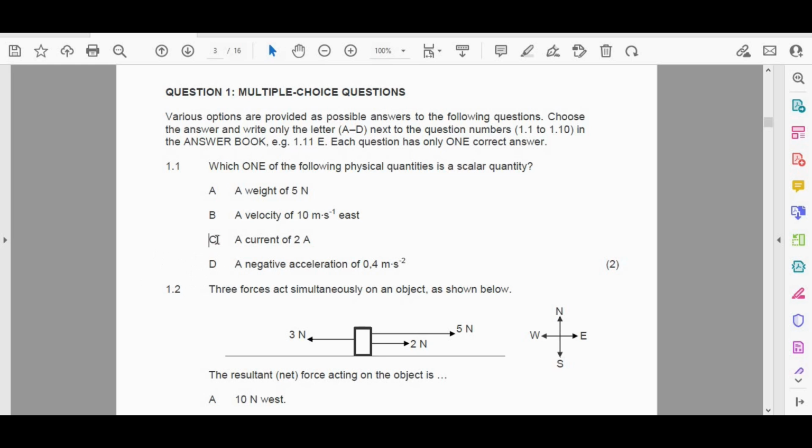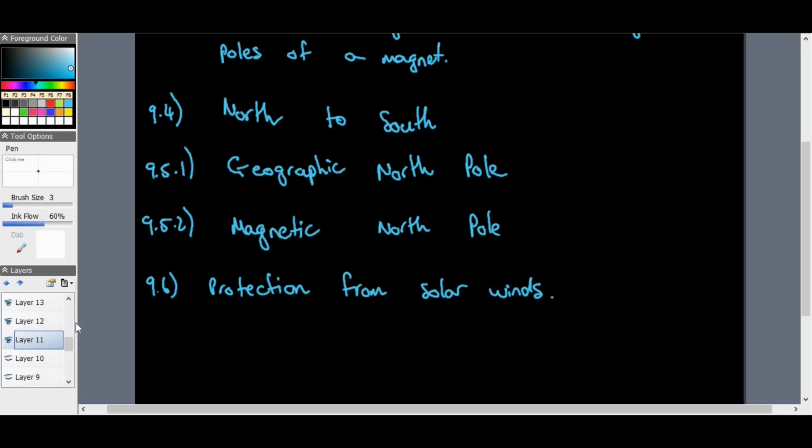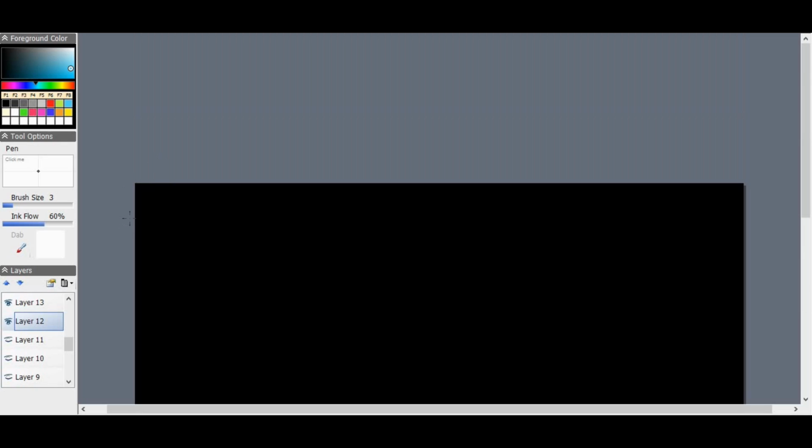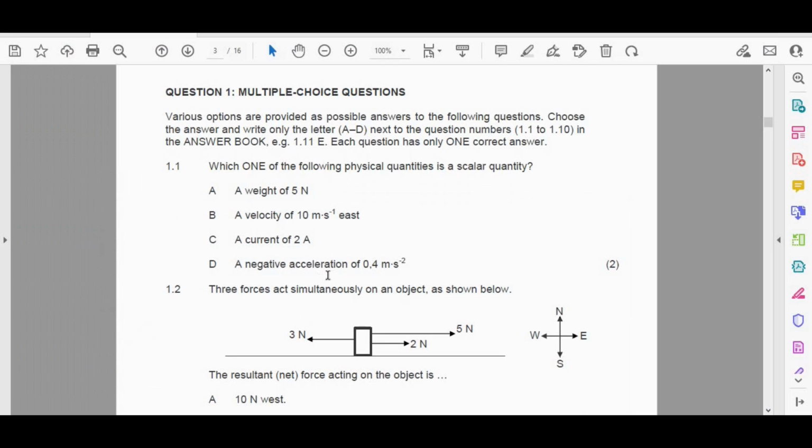What are we left with? We're only left with option C. So option C must be correct, because we know current is not a vector. There's no direction for current. We just give it as a magnitude. So for question 1, going all the way up top here, 1.1, the answer is C. A current of 2 amps is our scalar quantity.